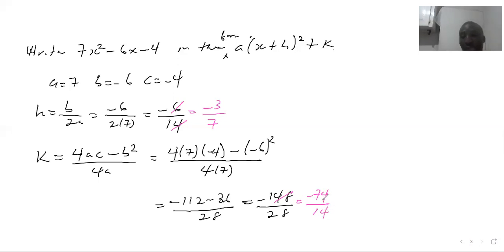All right, I can still go a little bit further. 2 goes here and will give me negative 37, and 2 goes here and will give me 7.